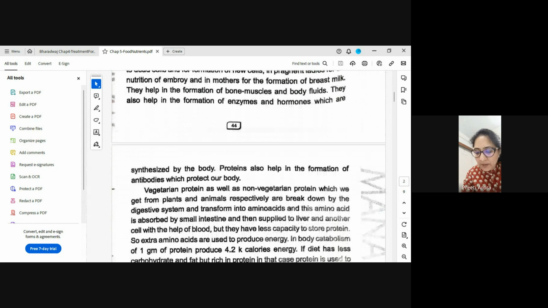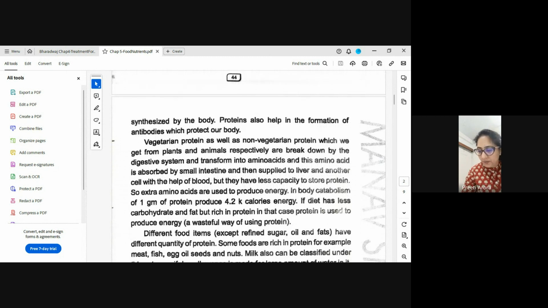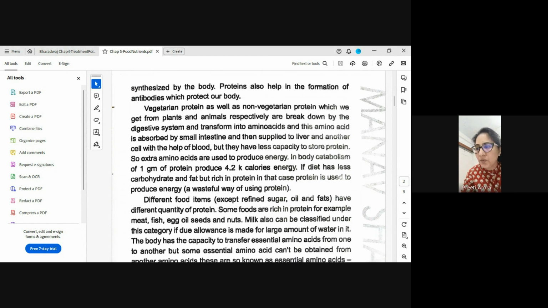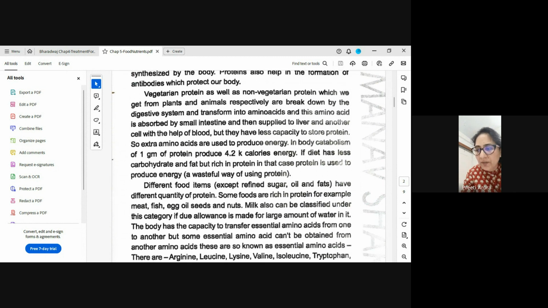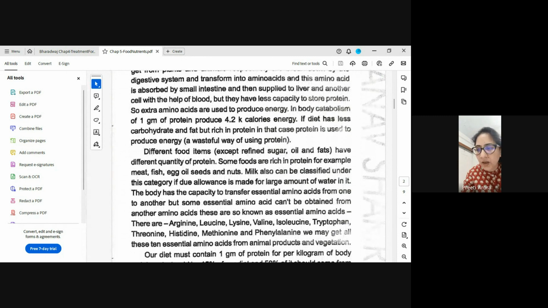And 1 gram of protein will give you 4.2 kilocalories of energy. That is, if you eat 1 gram of protein, it will give you 4.2 kilocalories of energy in your body. Your diet must contain 1 gram of protein for every kg of your body weight. For example, if you weigh 50 kgs, you need 50 grams of protein in your daily diet. This protein should be 15% of your diet, and 50% of this 15% should come from animal or animal products.